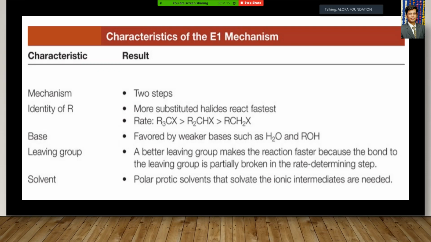As for the solvent, similar to SN1, a polar protic solvent which can solvate the ionic intermediates is needed. Since the intermediate is ionic, anything that stabilizes your ionic intermediates in the transition state will be feasible. So the solvent used in the E1 mechanism is a polar protic solvent. This year the question had come: write the difference between SN1 and SN2 reaction for 10 marks along with the mechanism. Okay, so these things are all very much important.